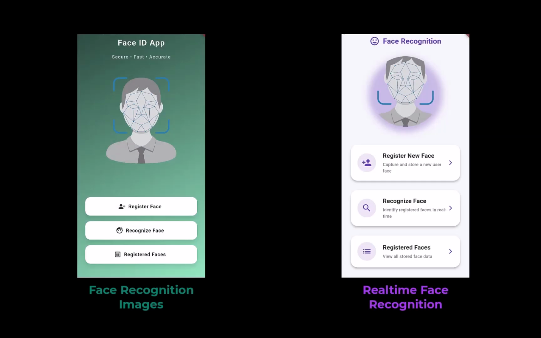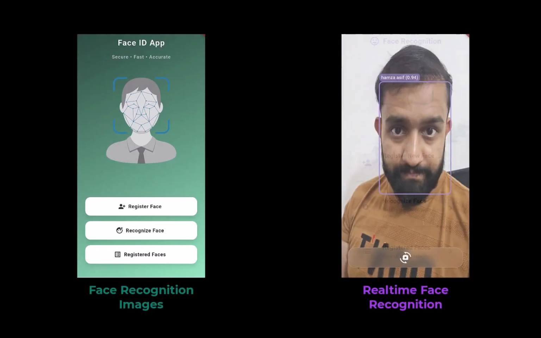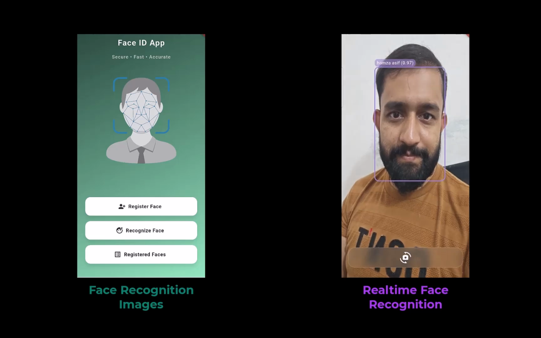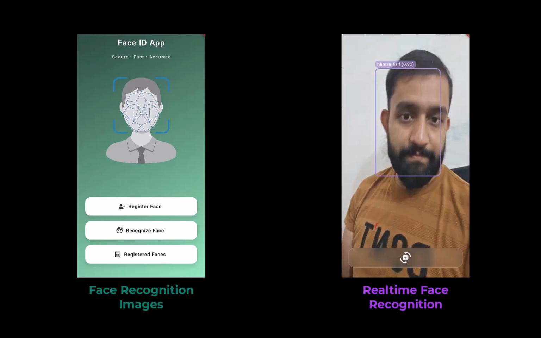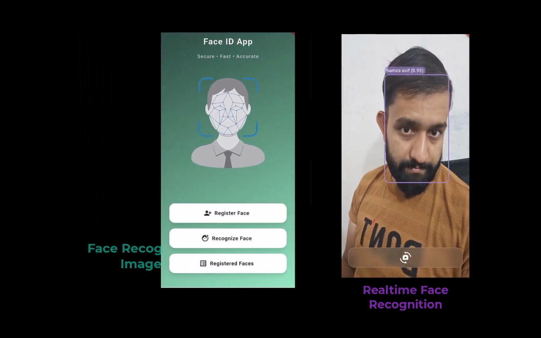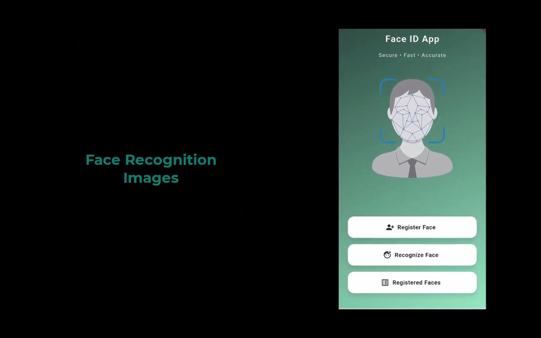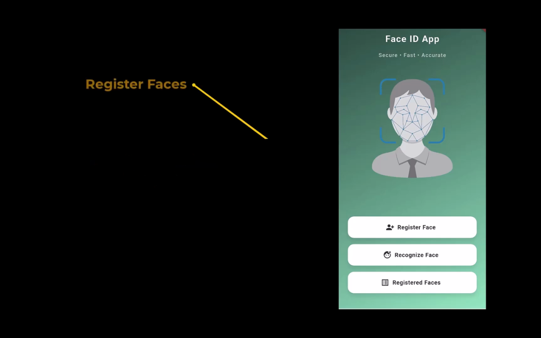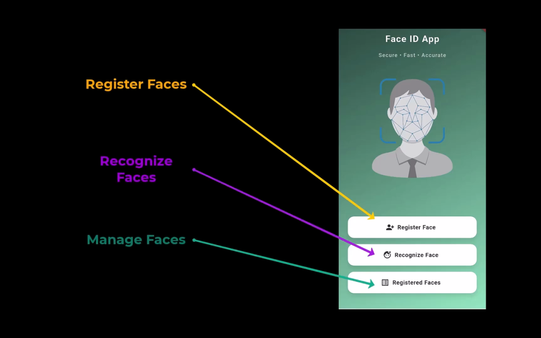Let me first show you what you will be able to build by the end of this course. As this course is all about face detection and face recognition, we are going to keep things simple and first build our face recognition with images application. This is the application we are going to build, and it has three main features: face registration, face recognition, and managing registered faces.